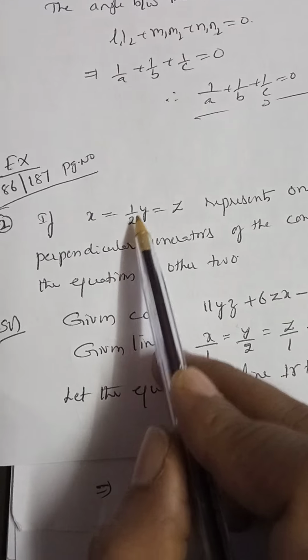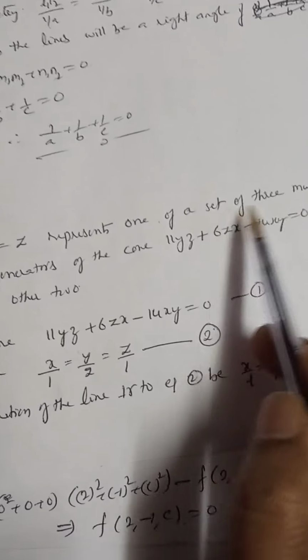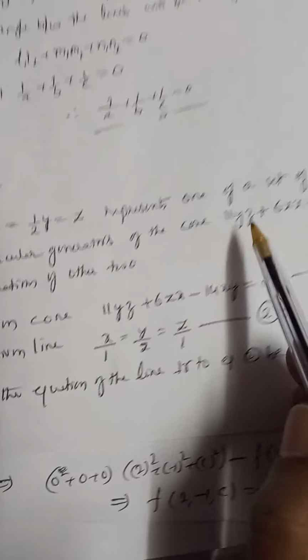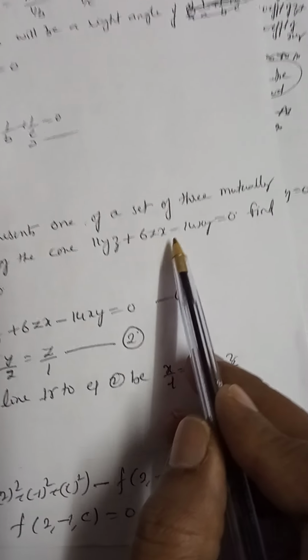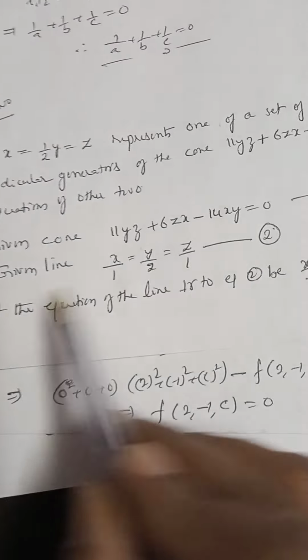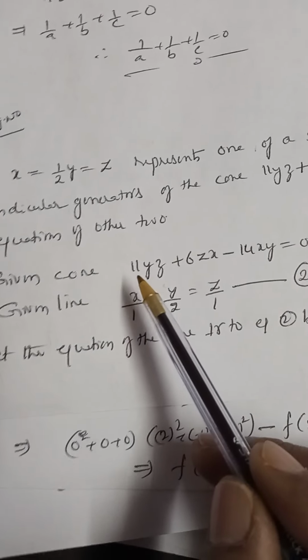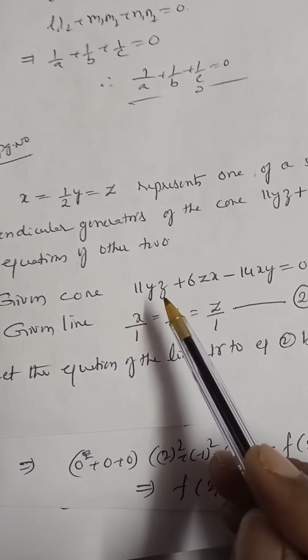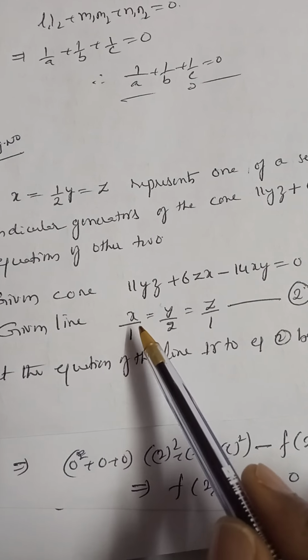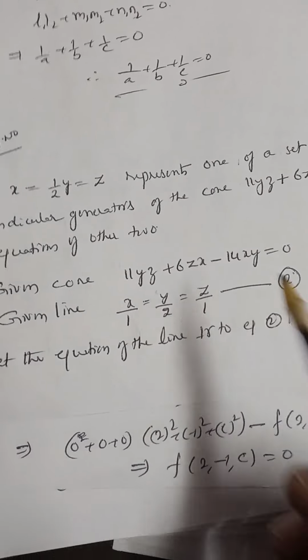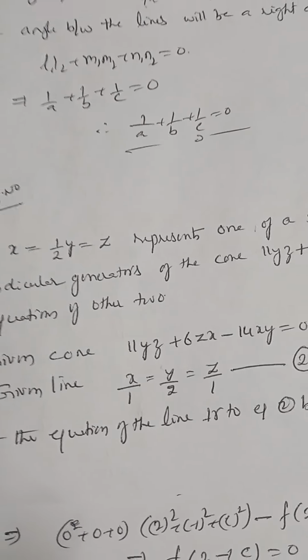The next one: if x is equal to y by 2 is equal to z, it represents one of the set of three mutually perpendicular generators of the cone 11yz plus 6zx minus 14xy is equal to 0. Find the equation of the other two. Here the given cone does not contain x square, y square, z square terms, so the coefficient of x square plus coefficient of y square plus coefficient of z square is equal to 0. That means the given cone contains three mutually perpendicular generators, right?